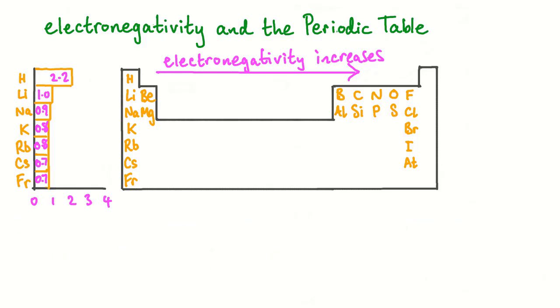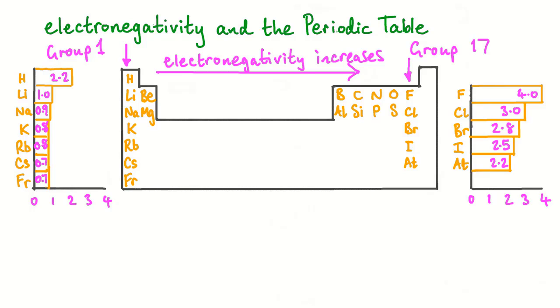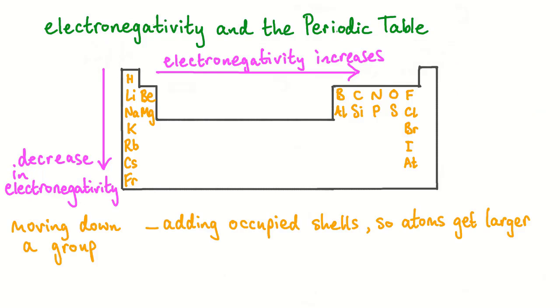As we move down each group in the periodic table, electronegativity values decrease. This trend is seen in group 1, where values range from 2.2 for hydrogen to 0.7 for francium. This trend is repeated as we move down group 17, where values range from 4.0 for fluorine to 2.2 for astatine. So as we move down each group in the periodic table, electronegativity values decrease.